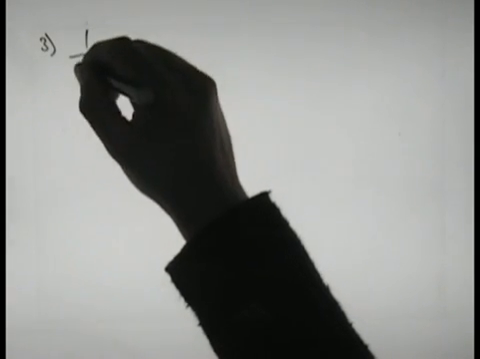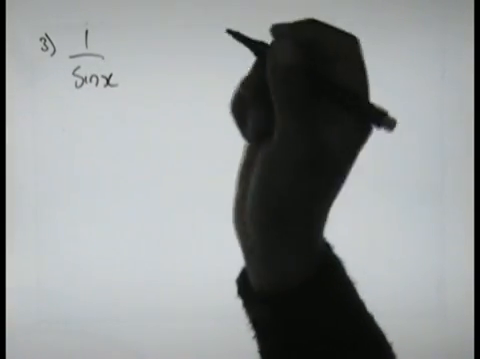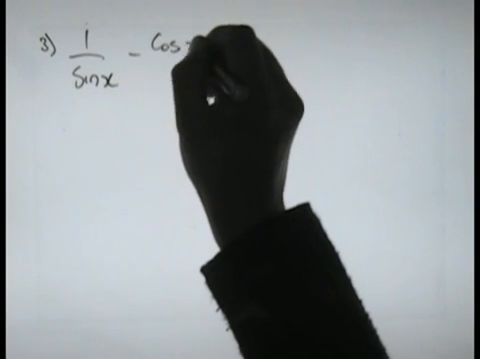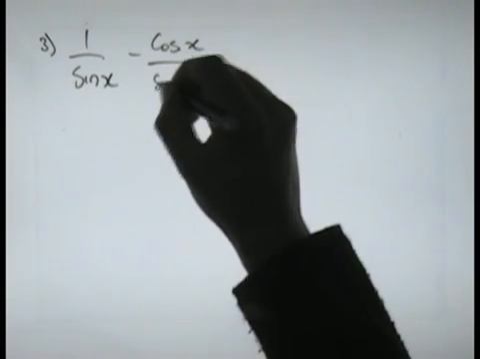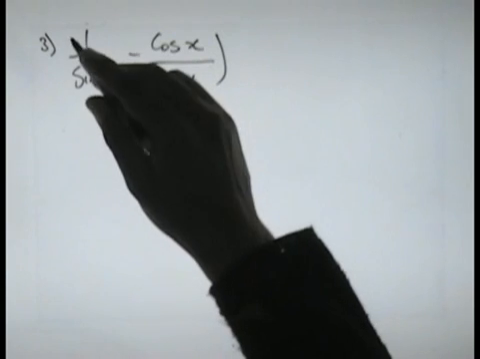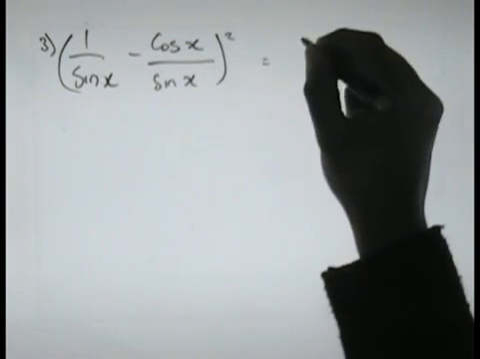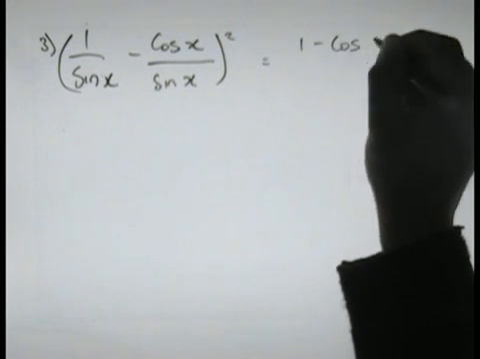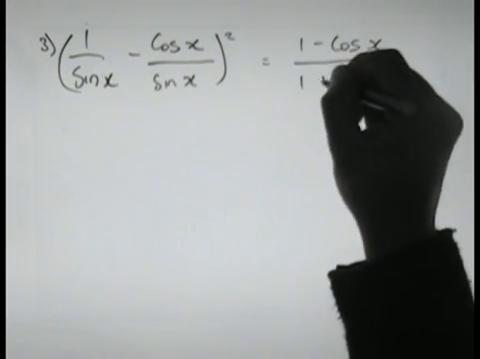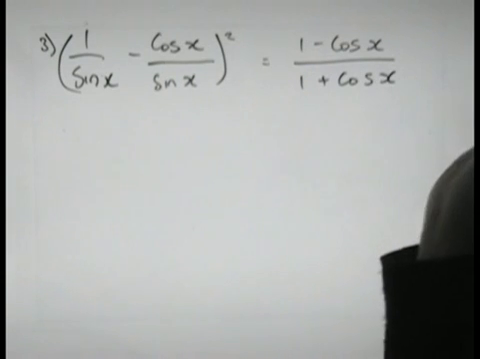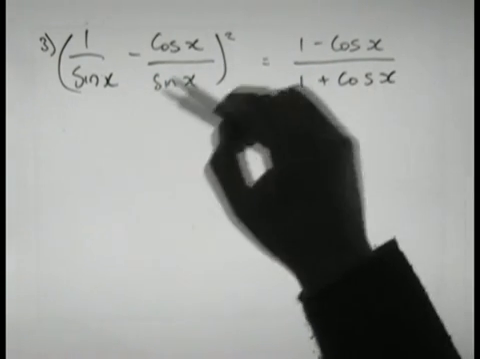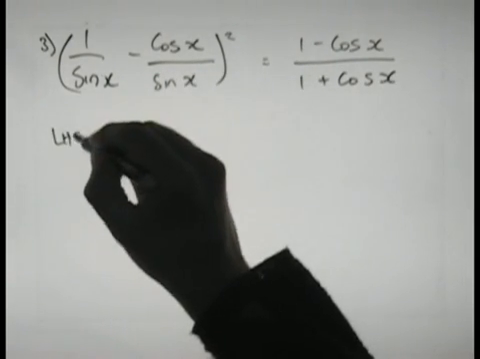The next one we're looking at reads (1 over sine x minus cos x over sine x) all of that squared, and we need to prove that it's equal to (1 minus cos x) over (1 plus cos x). I would suggest we start with the left hand side again.